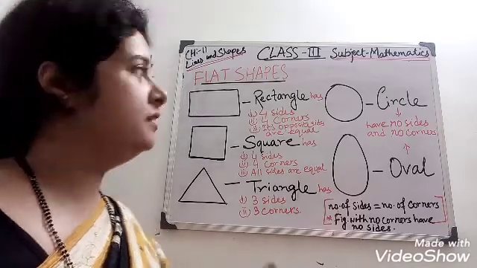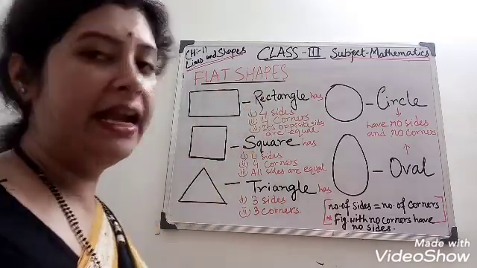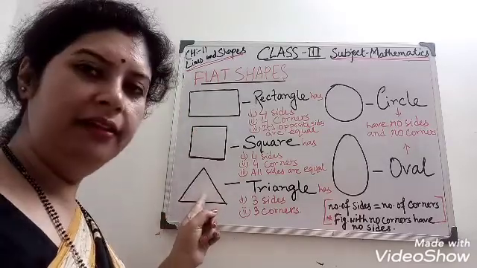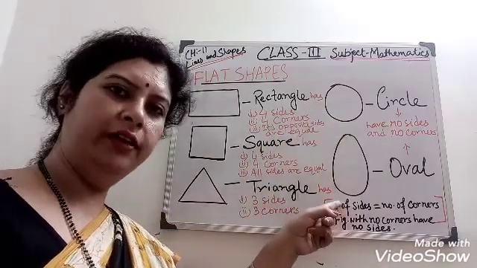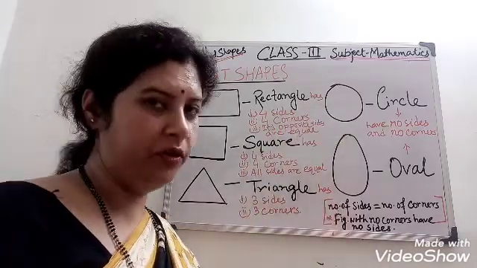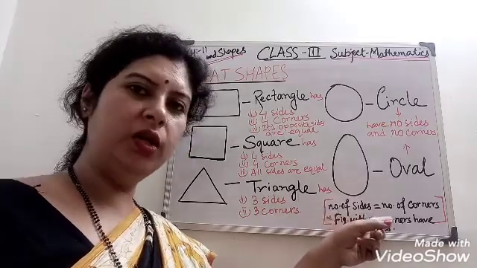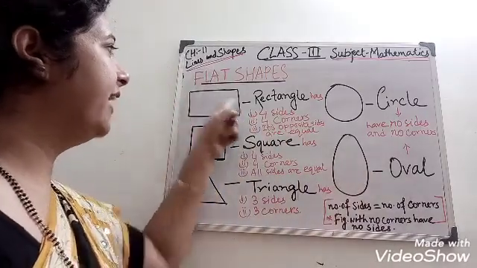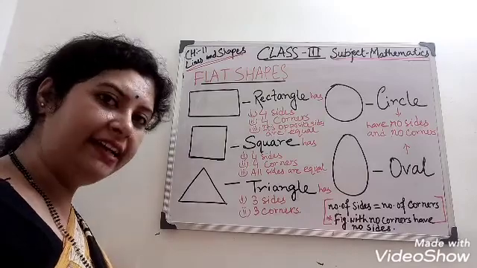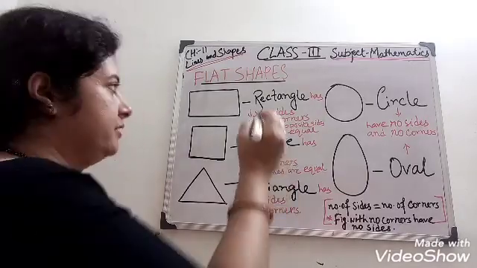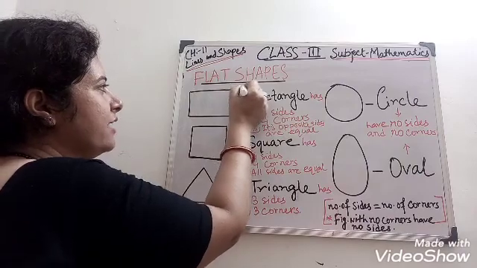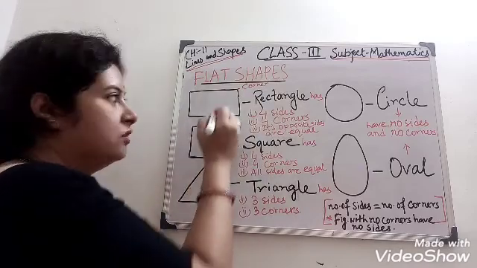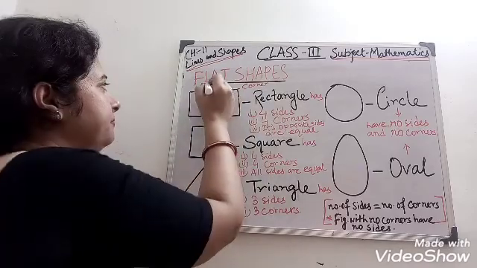Now our third part is flat shapes. Flat shapes are rectangle, square, triangle, circle and oval. Now children, there is a formula. Number of sides equals number of corners. Now look at this rectangle. A rectangle has 4 sides and 4 corners. Corners means this portion is known as corner and this portion is known as side.